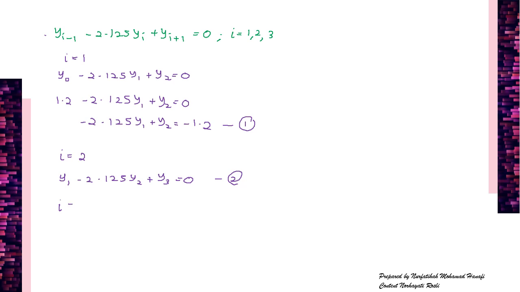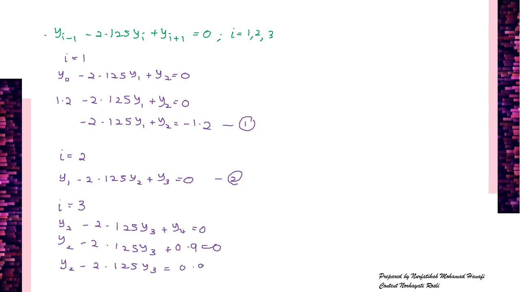And when i equals 3, I will have y2 - 2.125y3 + y4 equal to 0. And we already have the value for y4, which is 0.9. So y2 - 2.125y3 + 0.9 is equal to 0. And we rearrange the equation, we will have y2 - 2.125y3 is equal to -0.9. So this will be our equation number 3.